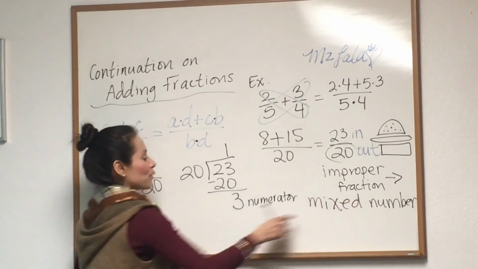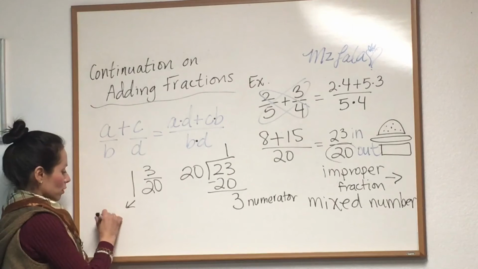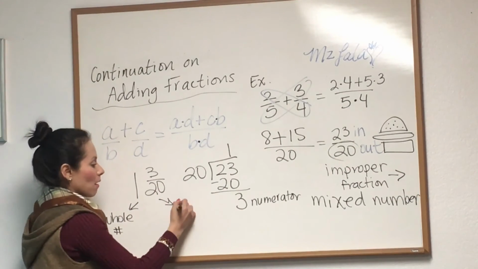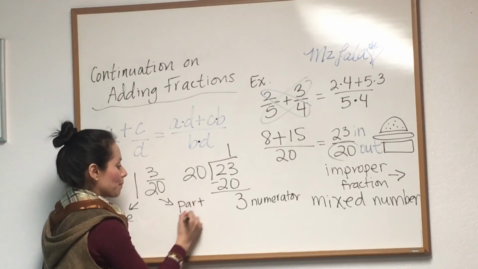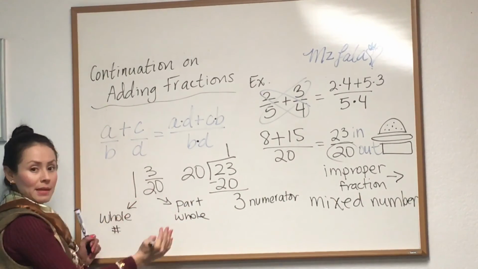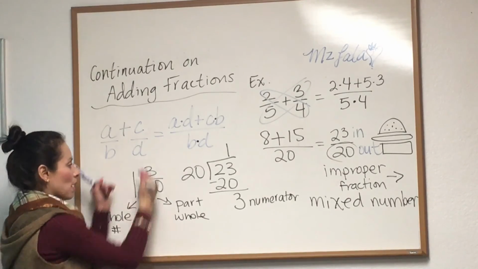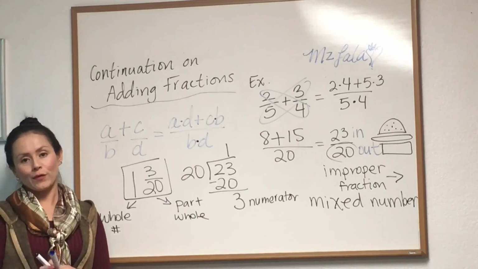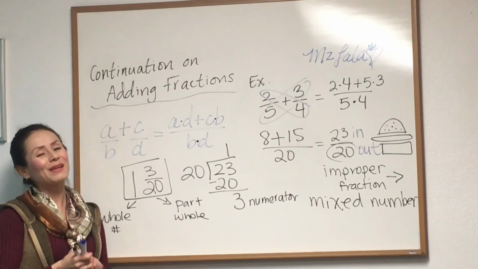So your mixed number is mixed because this is called a whole number, okay? And this is a part of a whole. It's only a piece, a fraction of it, not the entire whole. So it's mixed because it's a whole mixed with a fraction. So that's how your answer became 1 and 3 over 20. And hopefully that was a little bit more clear.